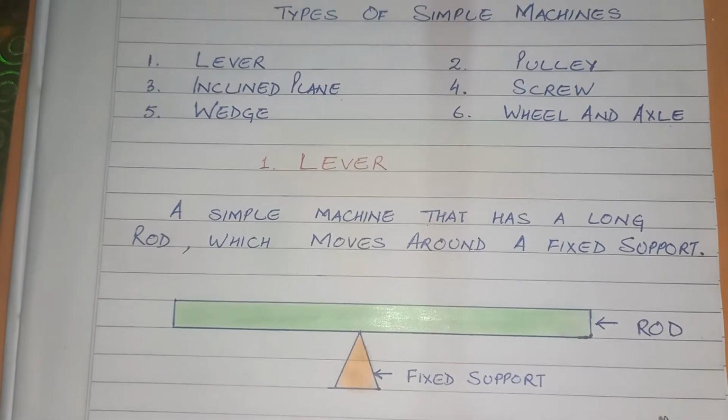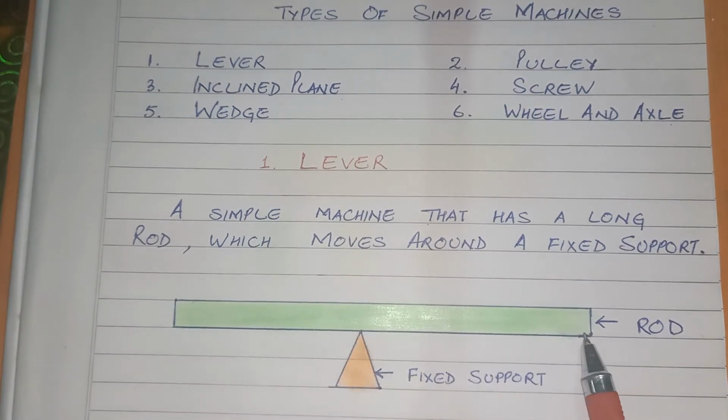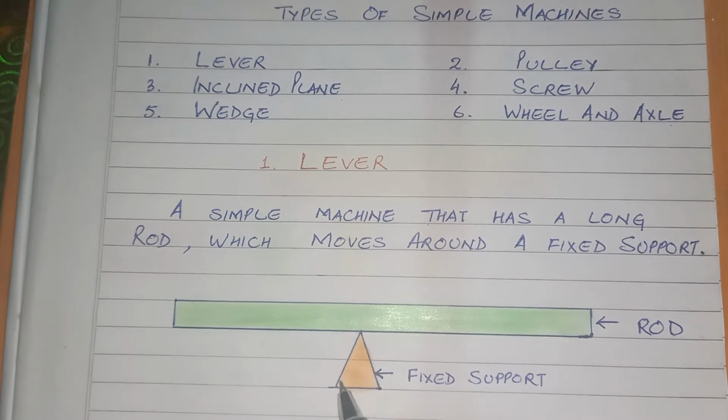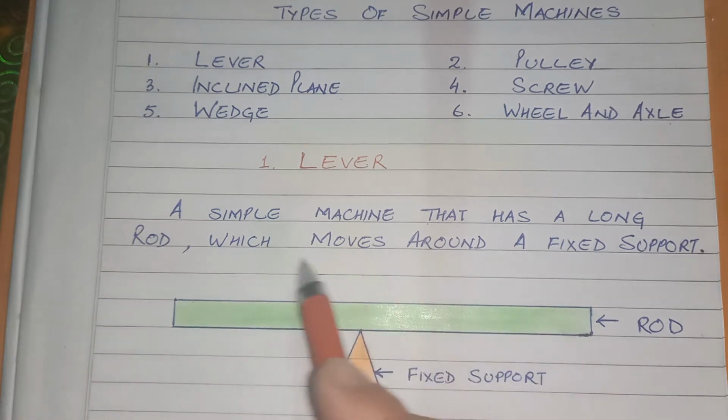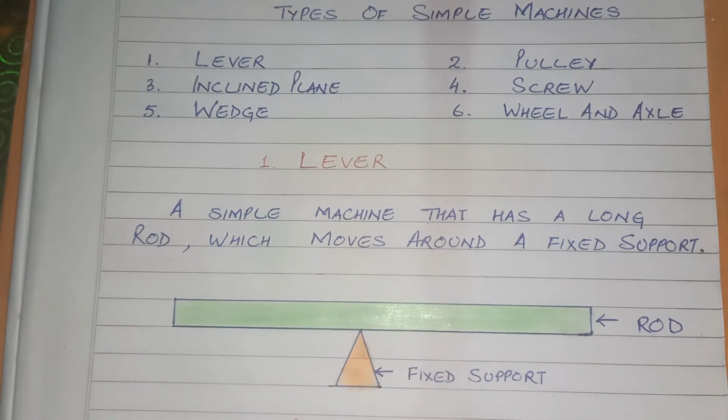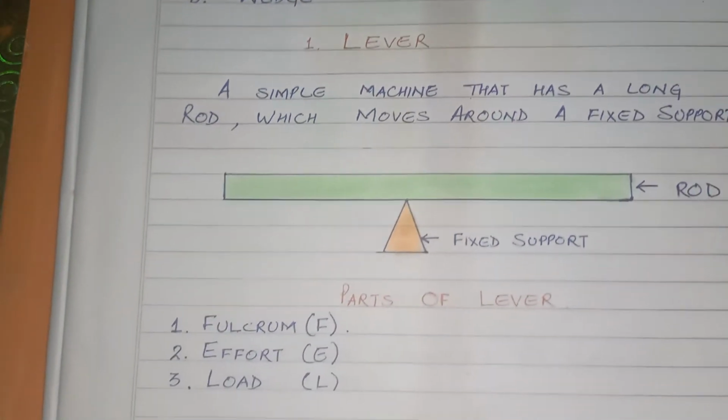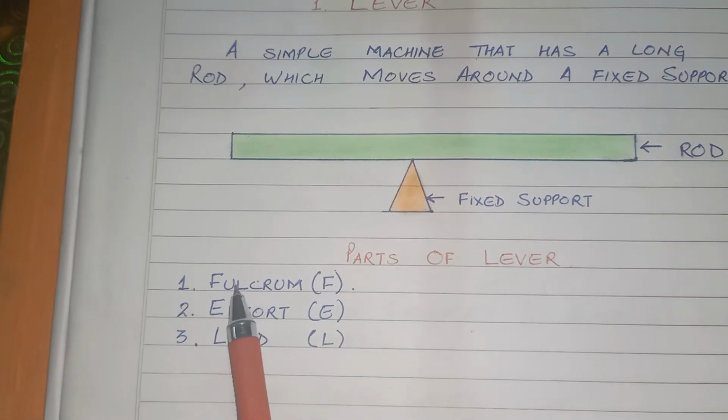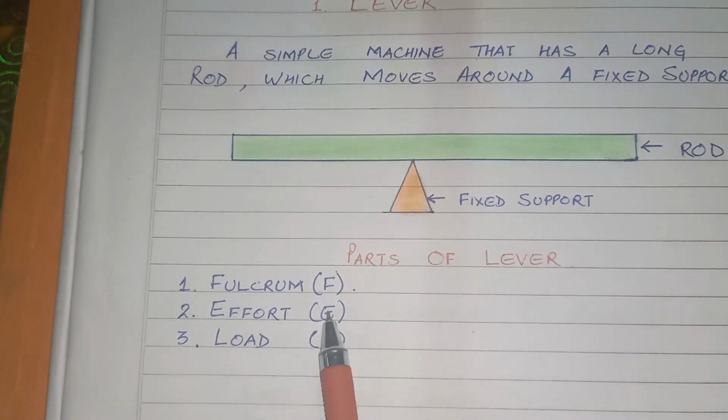So let us see how a lever looks. This is a long rod, and this is a fixed point around which this rod moves. This type of arrangement is known as a lever. Now in a lever there are some parts which we need to understand. A lever has three parts: fulcrum, effort, and load. Now let us try to understand what we mean by these three parts of a lever.